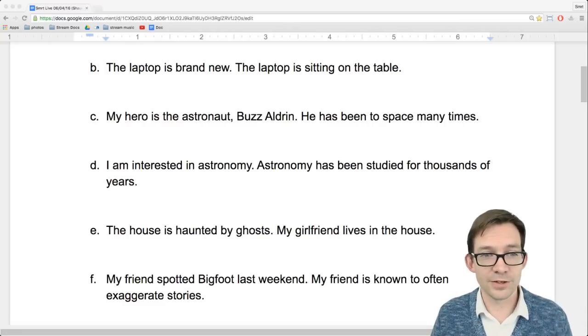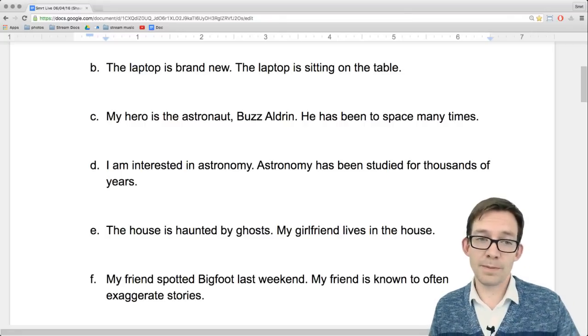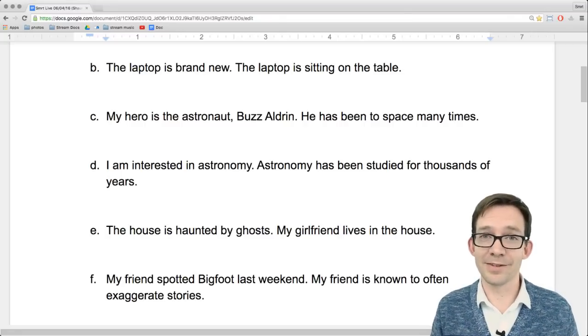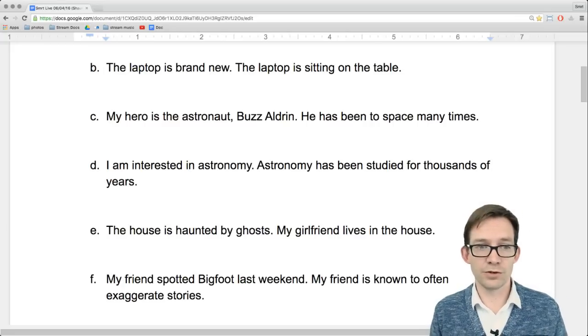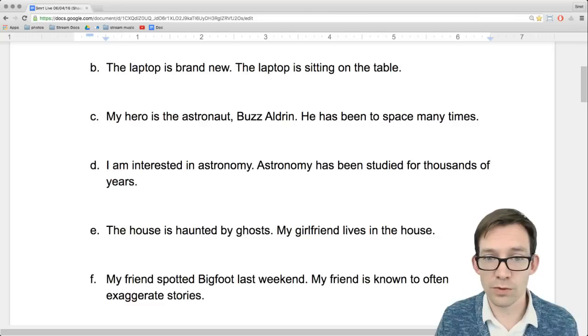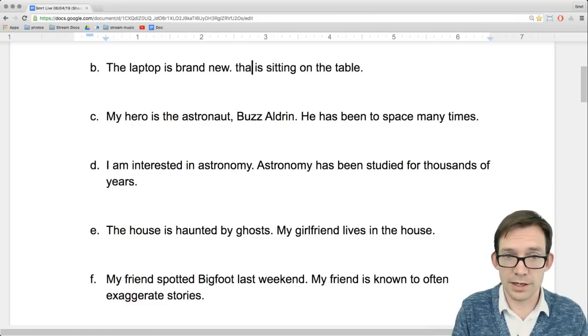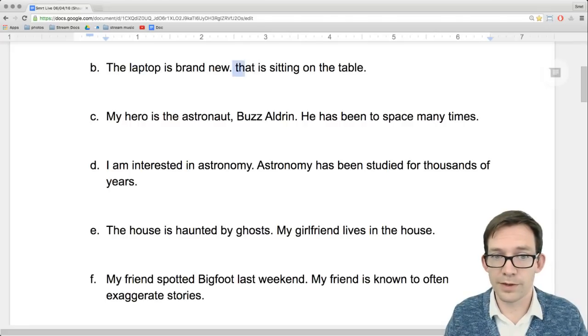So this is a good example of when it kind of depends on you. It depends on the context of the sentence and the situation for you to decide, do I need this information or not? So some of you said this. Let me put that up here.